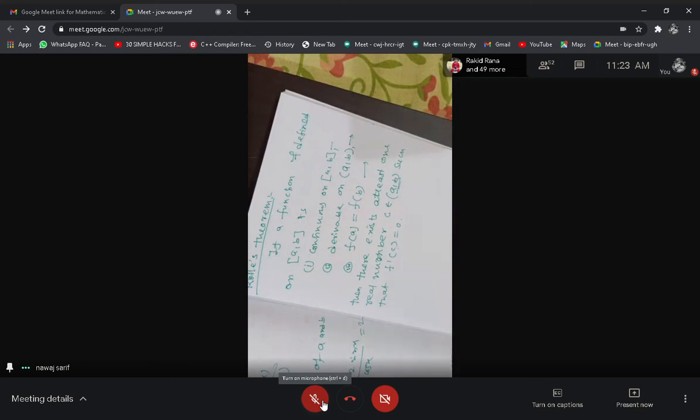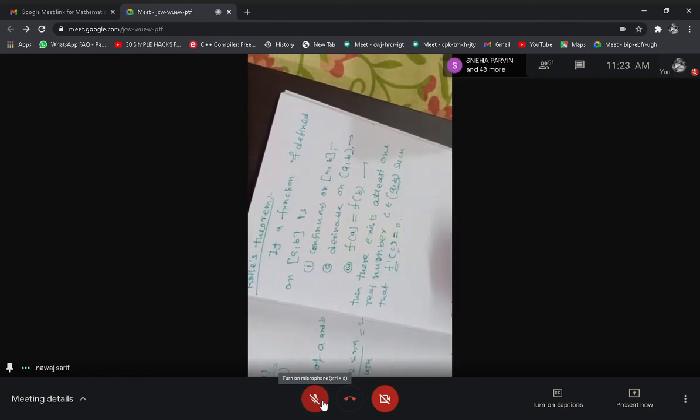Slope is 0. f dash c equals 0. What is f dash? Slope. F dash means derivative, and derivative is what? Slope. And slope at some point is 0. This statement tells us that the slope is 0 at some point. Sir, parallel to the x-axis or something.